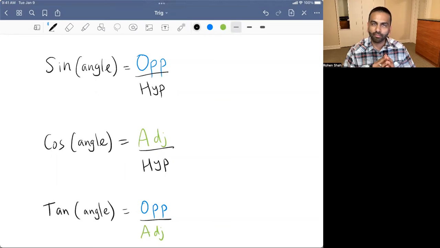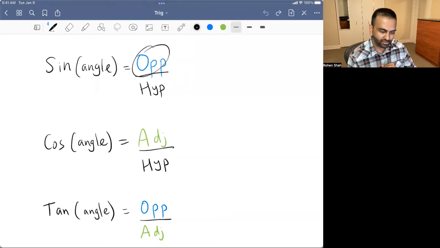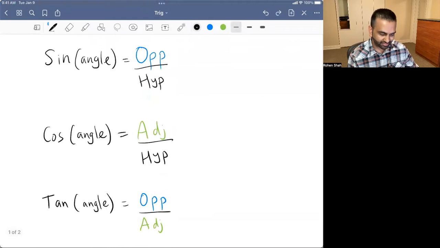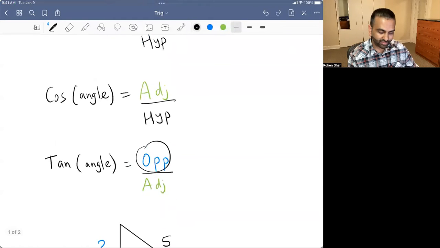In this video, we're going to learn about tangent. We talked about how sine of any angle is always the opposite over the hypotenuse. The cosine is the adjacent side over the hypotenuse. Well, now we can define tangent, which is just the opposite side over the adjacent side.